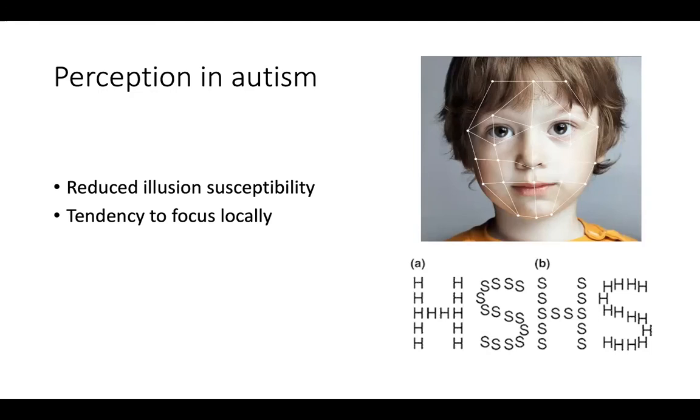For perception in autism is notoriously different, but also notoriously difficult to characterize. For example, there is reported reduced susceptibility to illusions in autism, but that's according to some, not according to all. There is a tendency to focus locally as opposed to a global focus, but this, according to some, is related to the task and the context.